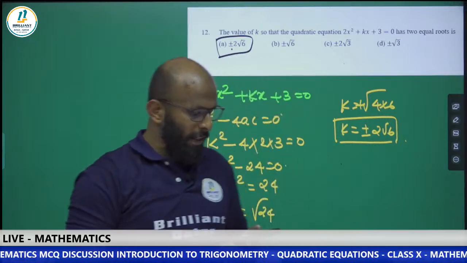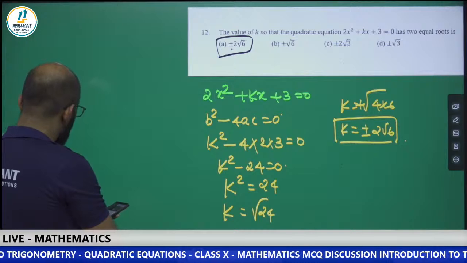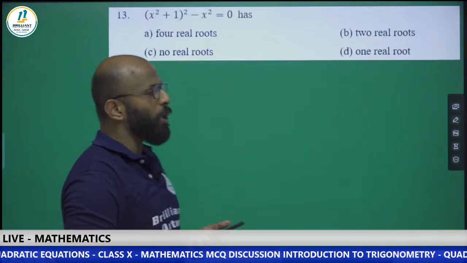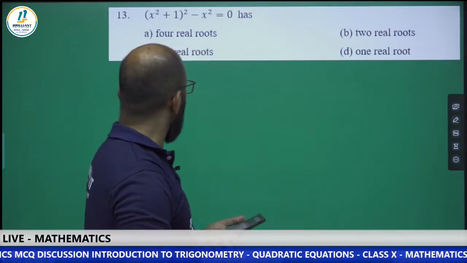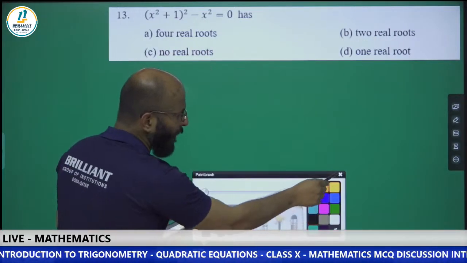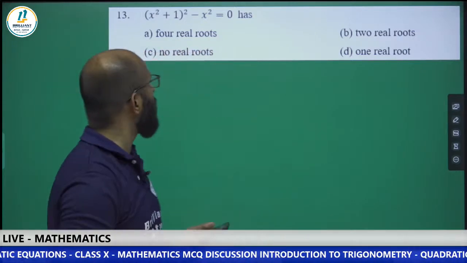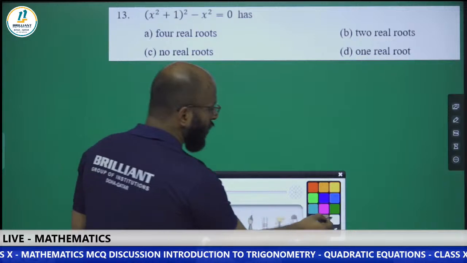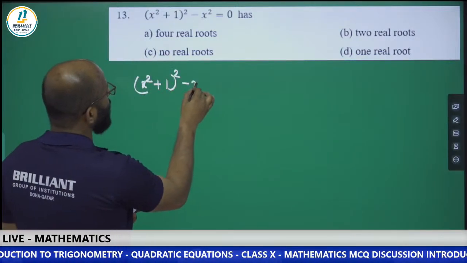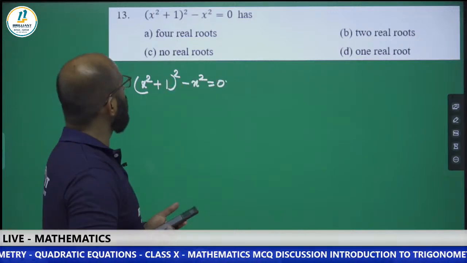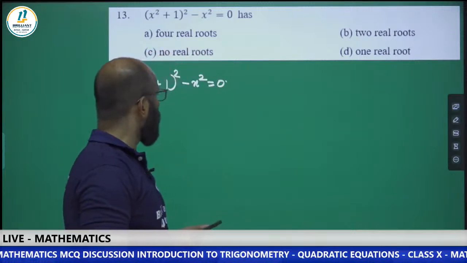Yes, option A. Now we can move to the 13th question: x square plus 1, the whole square, minus x square is equal to 0. I think we have given this question in the mock test, and most of them made mistakes in this one. So let's see how we can solve this one.